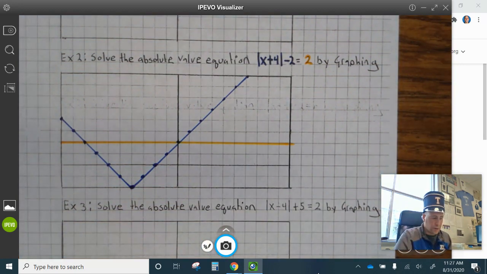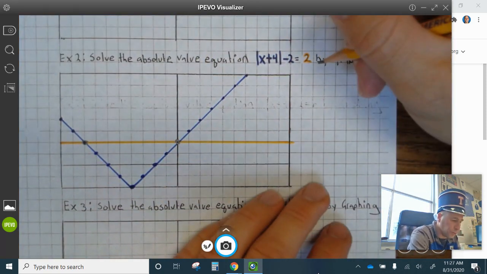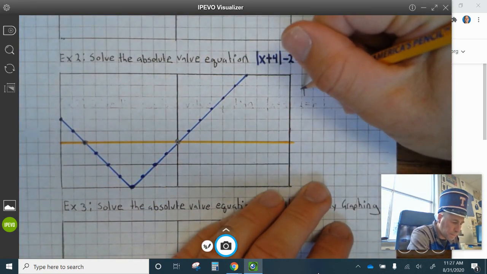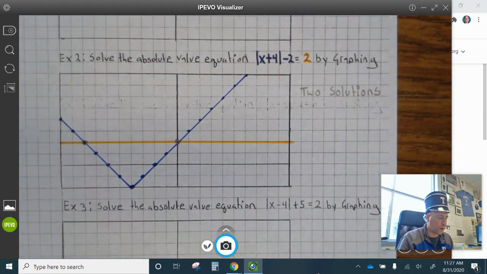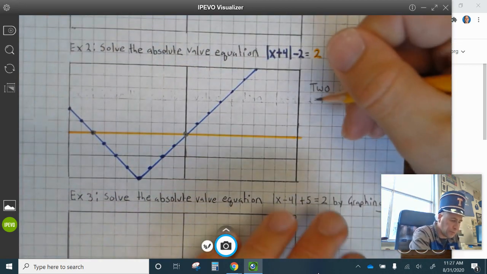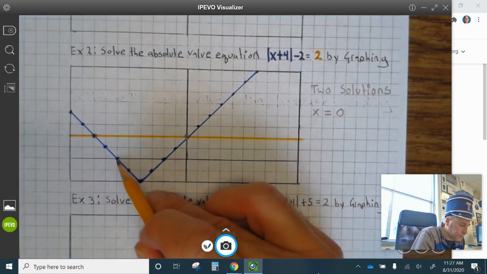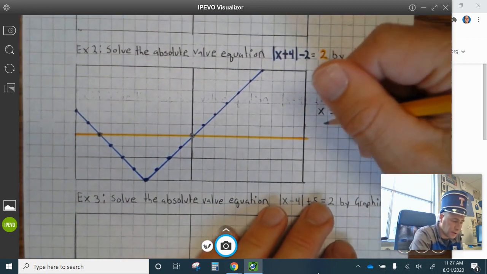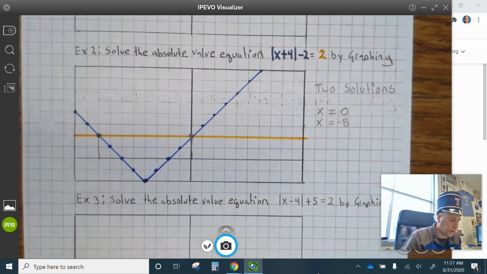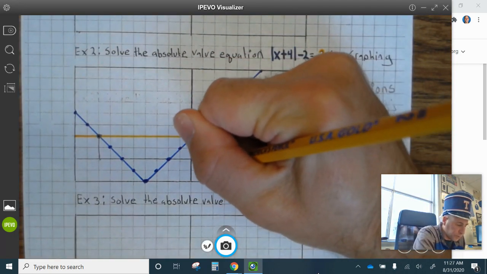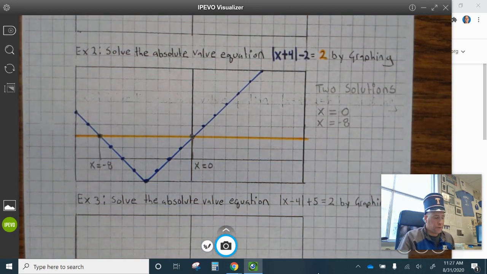Okay. Now we see that they intersect twice, here and here, so there's two solutions. Okay, and so we look for the x values. So x equals 0, and x equals negative 1, 2, 3, 4, 5, 6, 7, 8. X equals negative 8. So again, here and here are the x values. So x equals 0 and x equals negative 8. All right, so go ahead and finish up example 2.